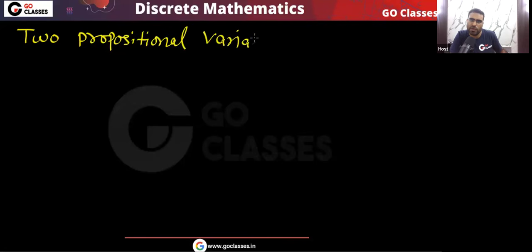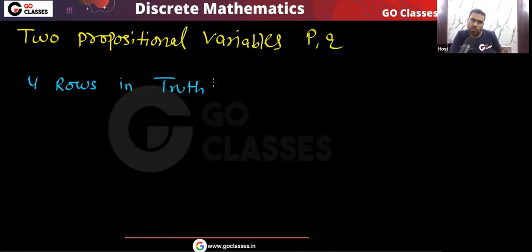What we have seen so far: if you have two propositional variables, for example P and Q, how many rows will there be? There will be a total of 4 rows in the truth table. Why 4 rows? That is the same as saying there are 4 truth value combinations.